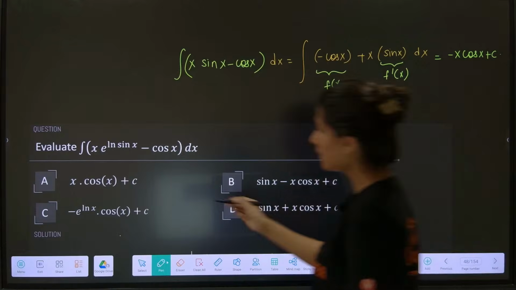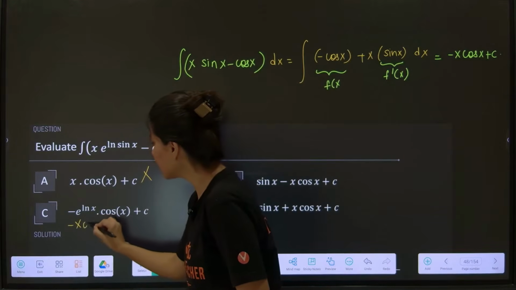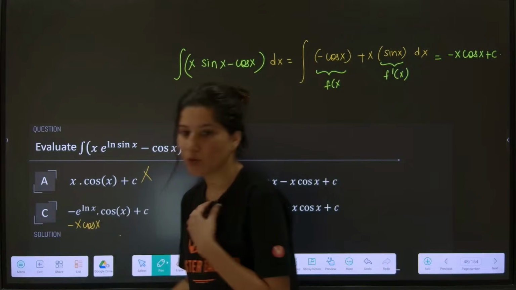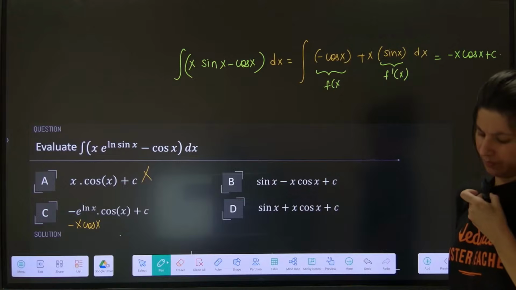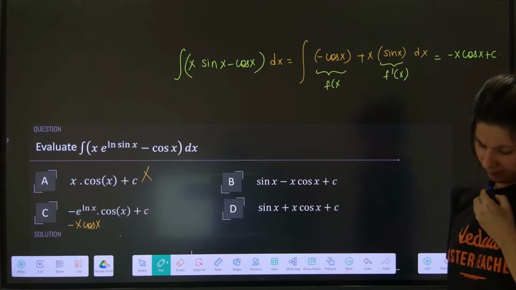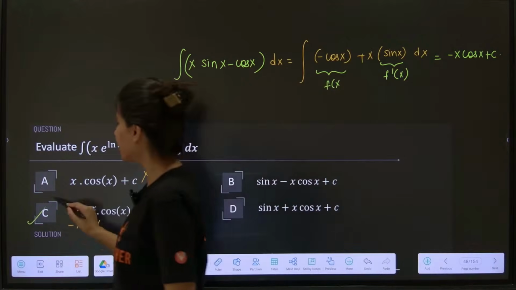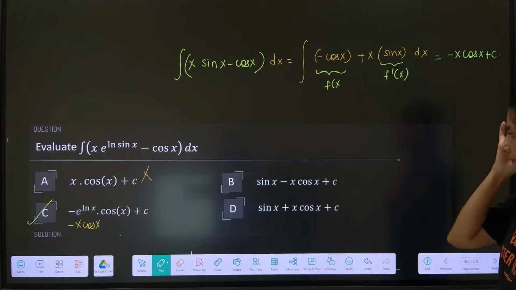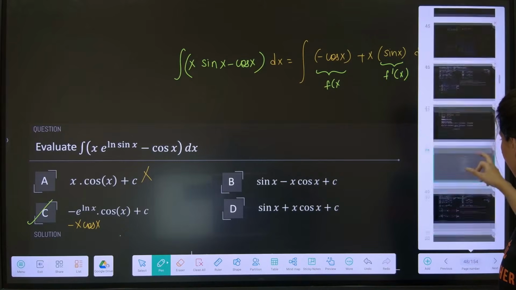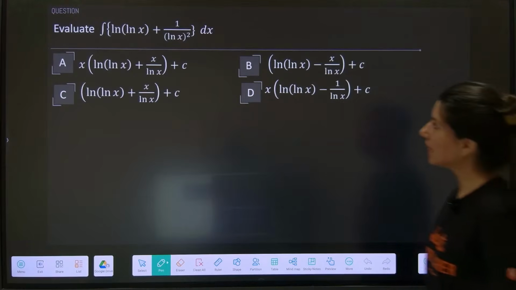So I think this is wrong. This is correct now because this is minus x cos x. This is more appropriate. So option C is absolutely right. Okay? Yes? Chalo. Next question. Next question ready now.